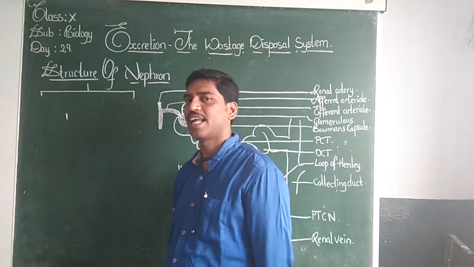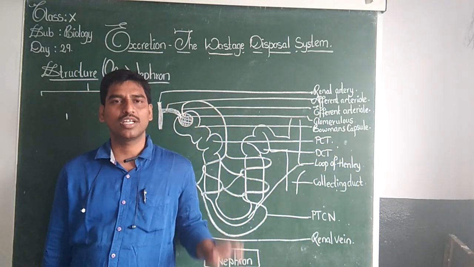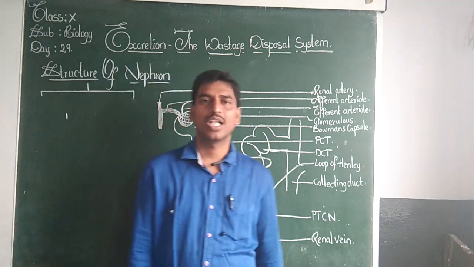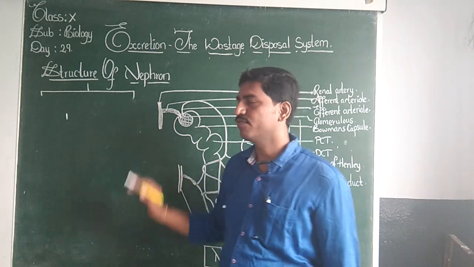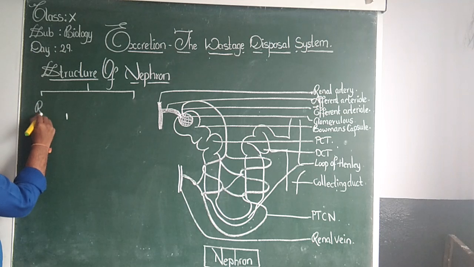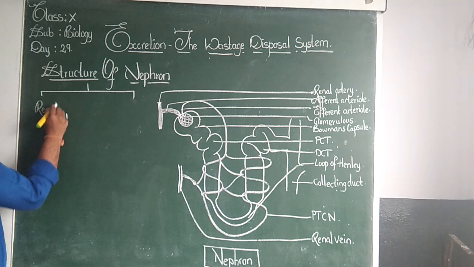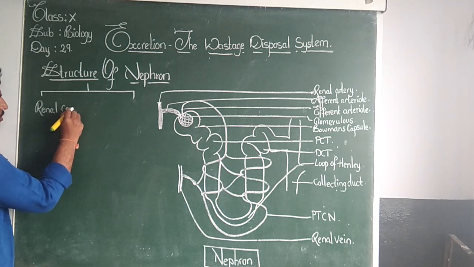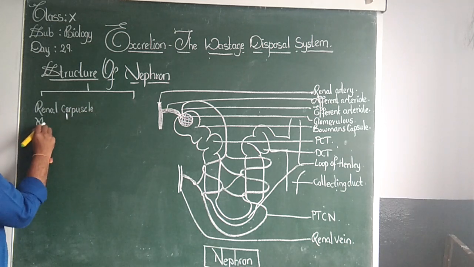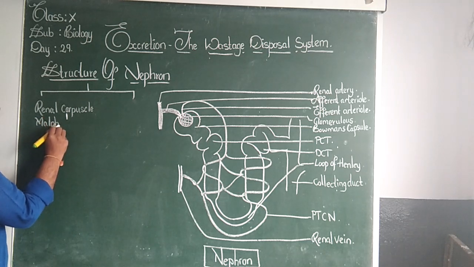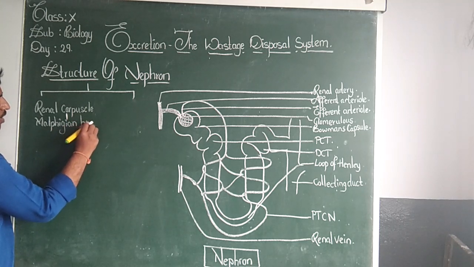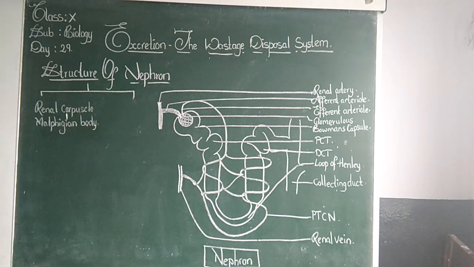Now in today's class we are going to look at the structure of the nephron. The structure of the nephron is divided into two parts. The first part is called the renal capsule or corpuscle, or yes, this is also called the Malpighian body, right? Malpighian body.